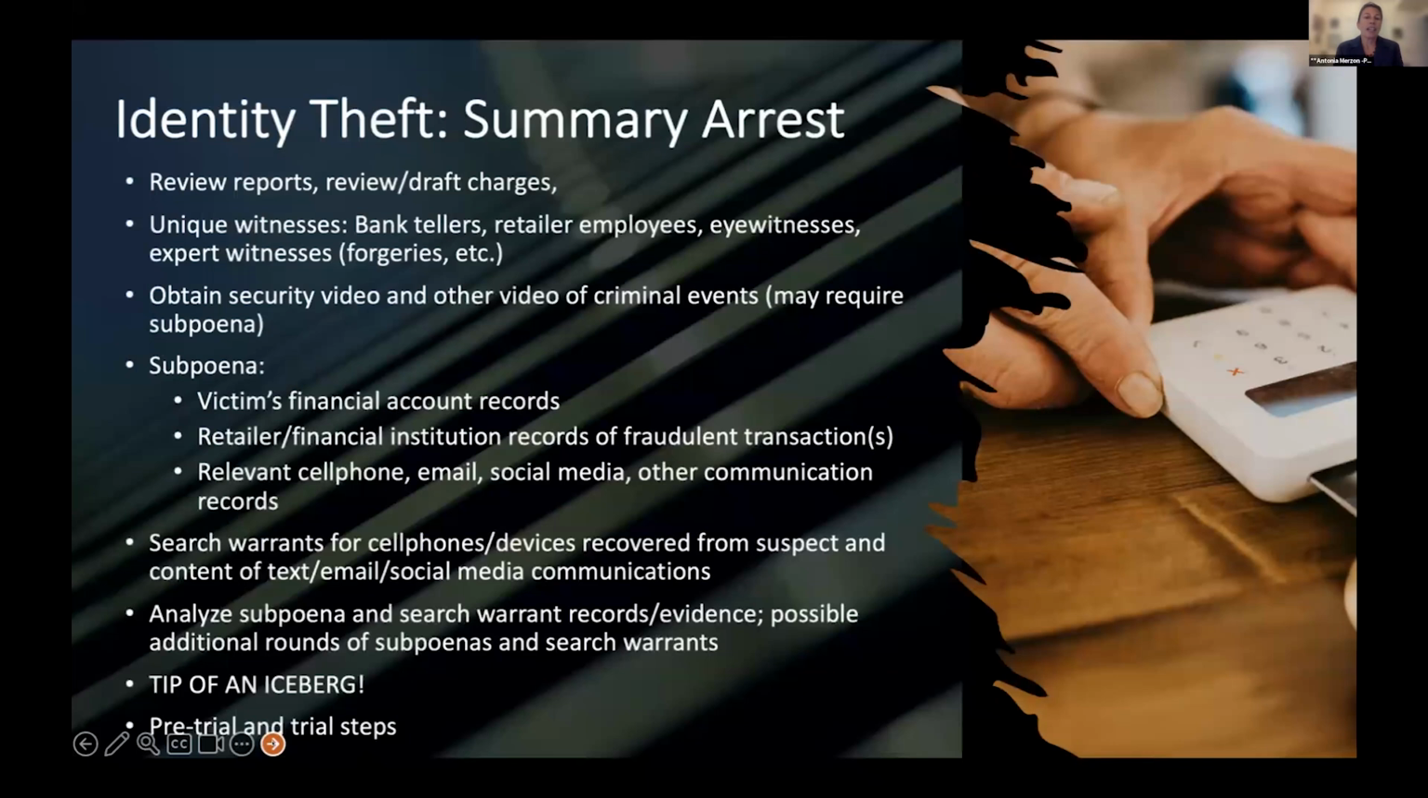And then a key step is analyzing all these records and figuring out what evidence is in them. And very often that process reveals there are other phone accounts or other financial accounts that are impacted. And now we're talking about another round of subpoenas and another round of analysis. And so even a simple case can require some very labor-intensive records work.